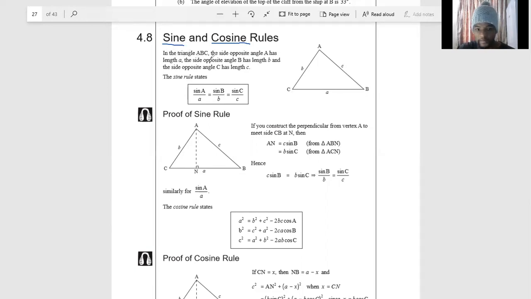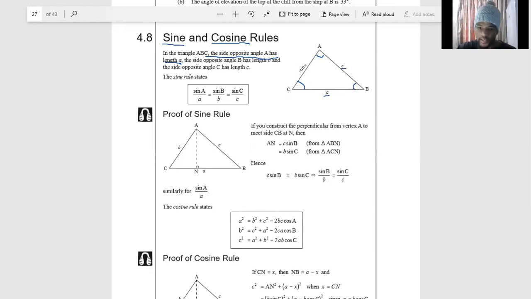In a triangle ABC, the side opposite angle A is the length a, right? They're just simplifying it so that you understand. This is angle A, so the side opposite angle A, they name it with a small letter a. The side that will be opposite angle C, they name it small letter c. Same with B, right?